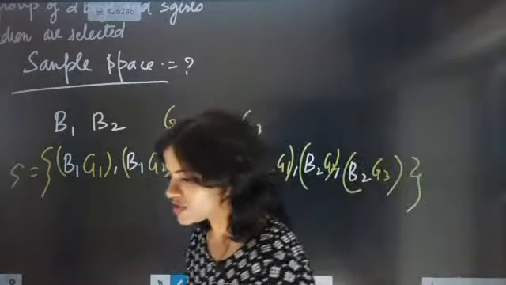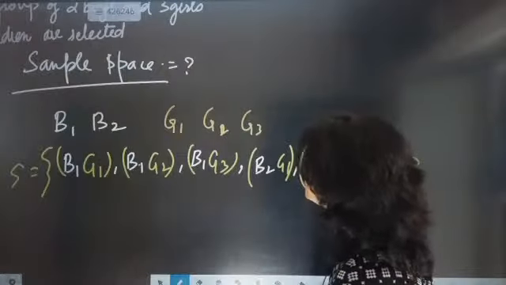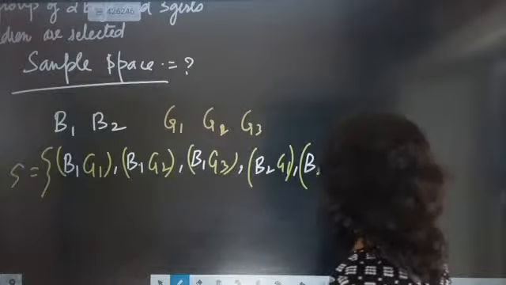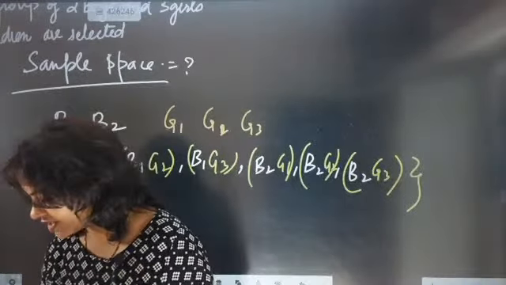B1 G1, ma'am? Okay, B1 G1 I missed. B1 G1, B1 G2, B1 G3, B2 G1, B2 G2, B2 G3. Okay, very good. So now, yes beta, we are going to go for the next question.